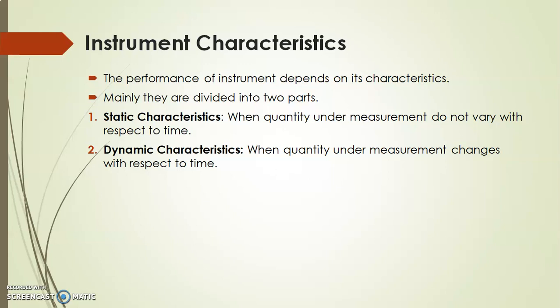Static characteristic is nothing but a fixed characteristic which does not vary with respect to time, while dynamic characteristics are the variable characteristics which change with respect to time. You can see here static characteristic: when the quantity under measurement does not vary with respect to time, that characteristic is called static characteristic, and when the quantity under measurement changes with respect to time, that is called the dynamic characteristic.